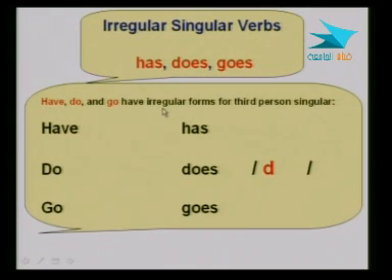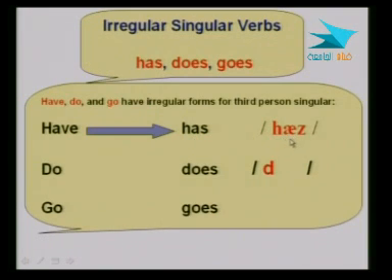So in case the subject is he, or Ahmed or Khalid or Abdulaziz or Abdullah, just singular, what happens is that have becomes has. The do becomes does, and go becomes goes. So have becomes has, and this is an example.